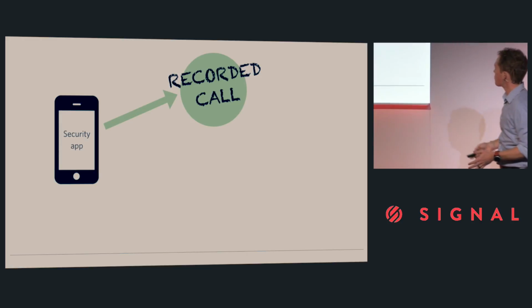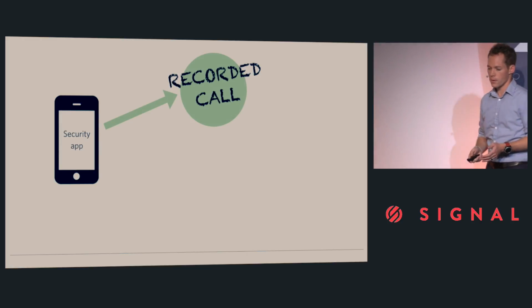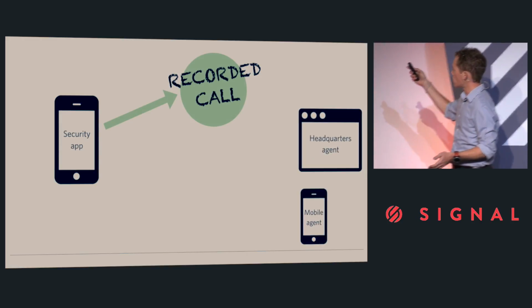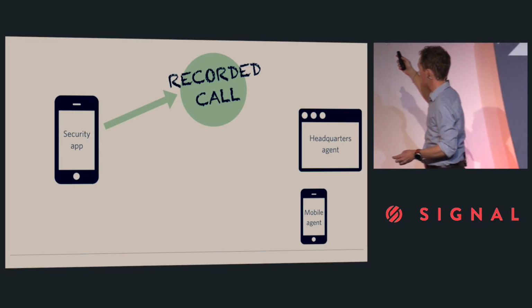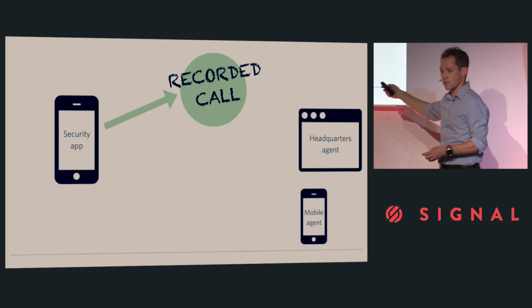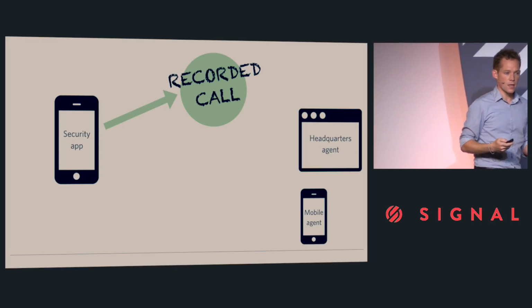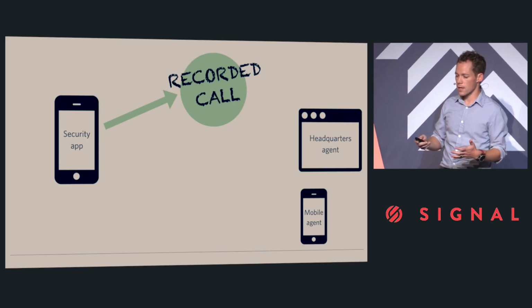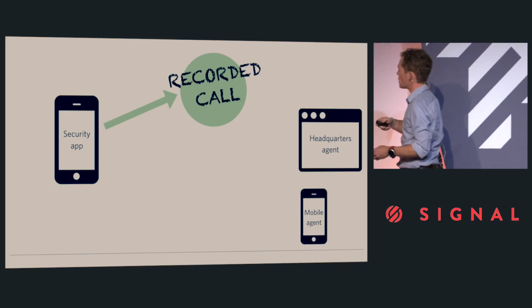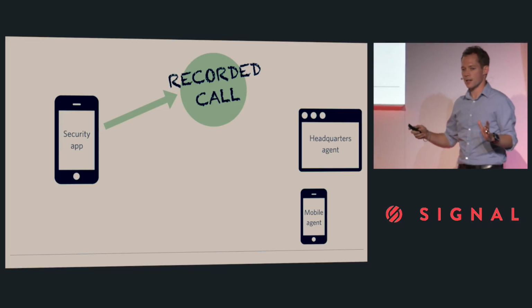And so they often have a team of people backing up the agent. They have someone at headquarters maybe connected on a web browser, maybe other agents in the field who are on a mobile phone. And they needed a quick way for the investigator in the field to be able to communicate if they were in trouble.